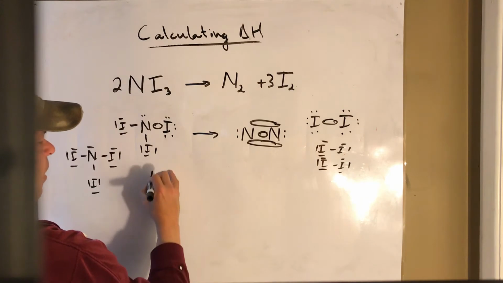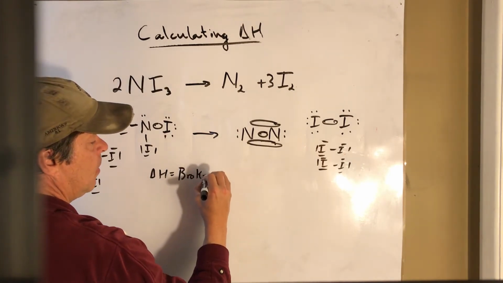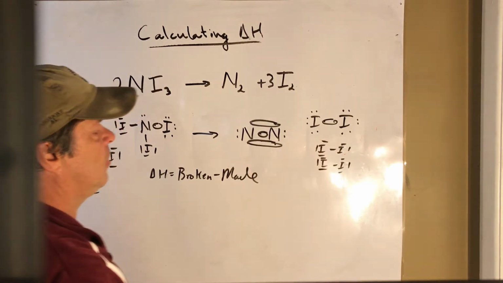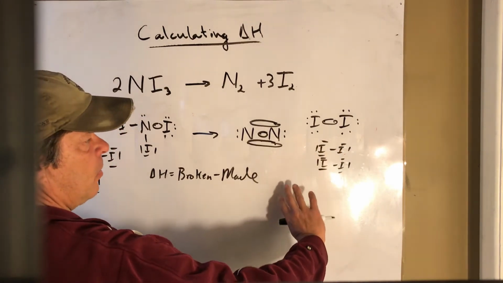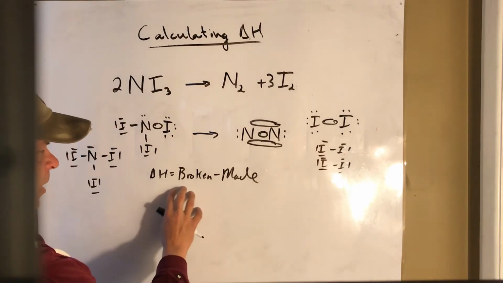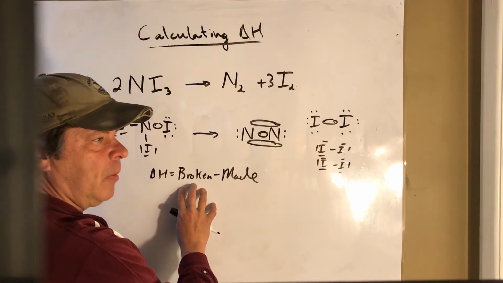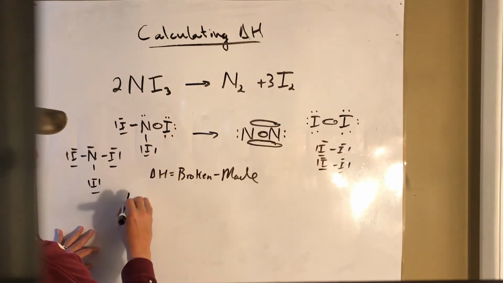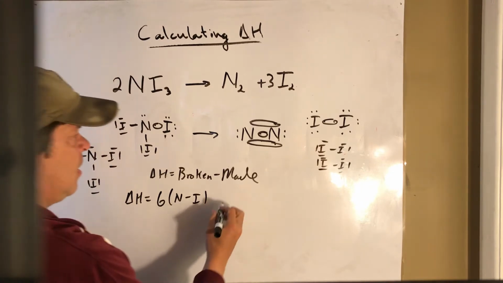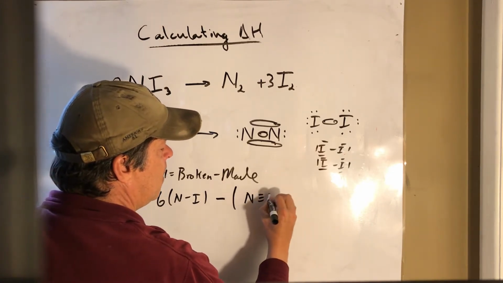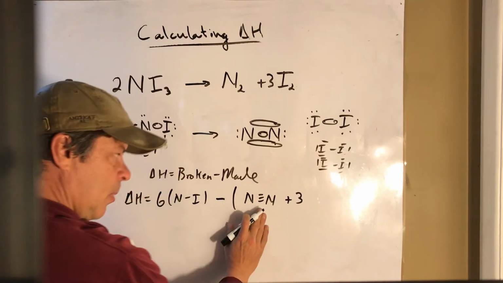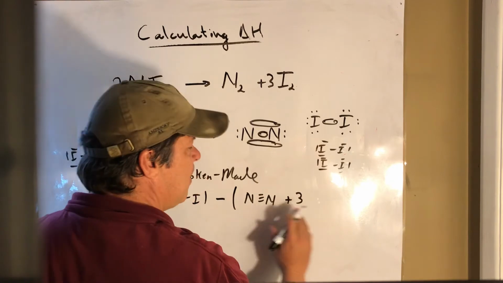Okay, if you remember correctly, to calculate delta H, it's broken minus made. So we're going to break these bonds and then form these bonds. And if the energy released when the bonds are formed is greater, the delta H will be negative, which means it'll be exothermic. But if it takes more energy to break the bonds, then it'll be endothermic, not exothermic. Okay, so let's see what bonds we're breaking. We're going to break 6 N-I single bonds, minus, we're going to form a triple bond between 2 nitrogen atoms, and we're also going to form 3 of these.